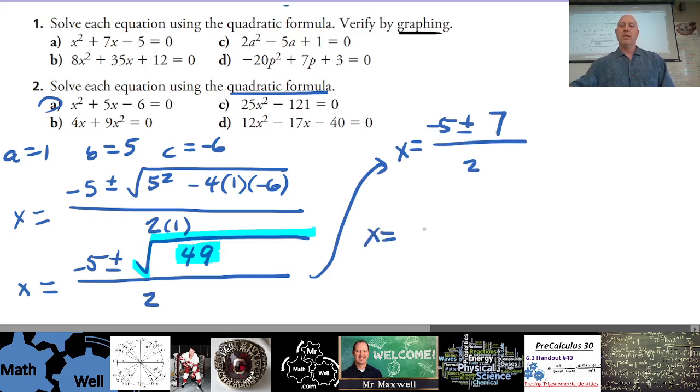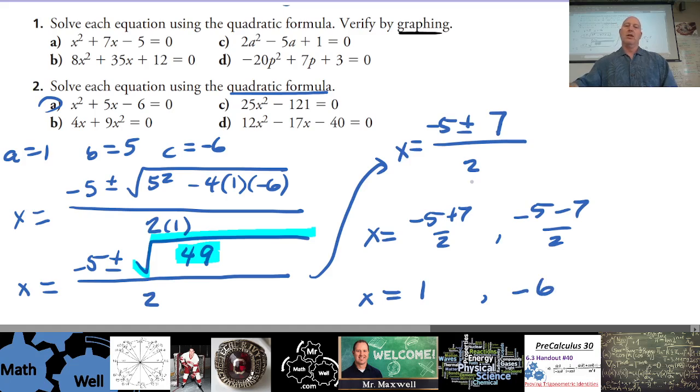Wow, that's awesome. So negative 5 plus 7 over 2 and negative 5 minus 7 over 2. That gives us negative 5 plus 7 is 2 over 2, that's 1. Negative 5 minus 7 is negative 12 over 2, which is negative 6. Okay, so the quadratic formula gives us these two answers.